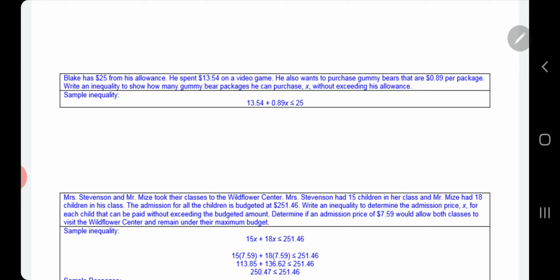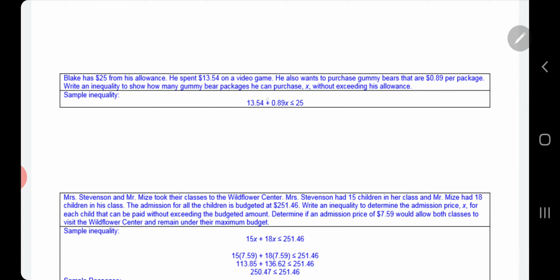Once again, we know he bought a video game for $13.54 plus 89 cents per package of gummy bears. Once again, X representing per package. We don't know how many packages he bought, so we're going to represent that with X, X representing the amount of packages.